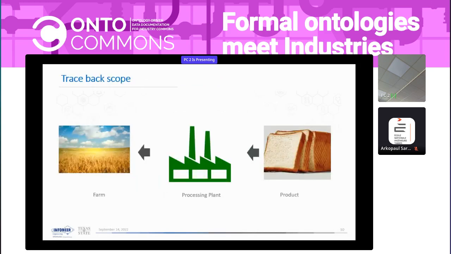Just tracing back from the product to the processing plant and to the farm itself is not sufficient in terms of granularity. Yes, it's great to know, okay, this bread is coming from this factory and from this farm.